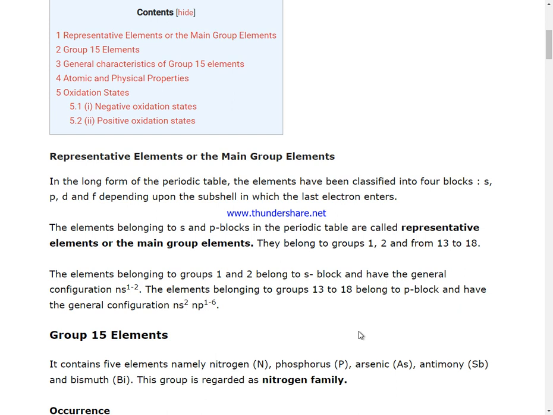In the long form of the periodic table, the elements have been classified into 4 blocks: s, p, d and f, depending upon the subshell in which the last electron enters. The elements belonging to s and p blocks in the periodic table are called representative elements or the main group elements. They belong to groups 1, 2 and from 13 to 18.